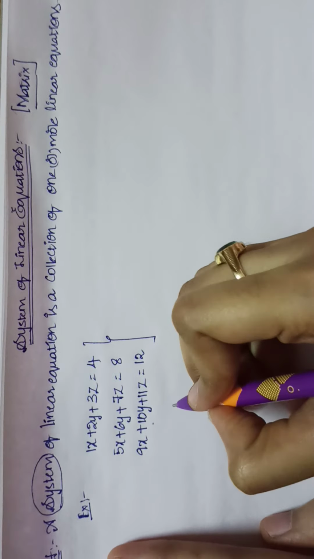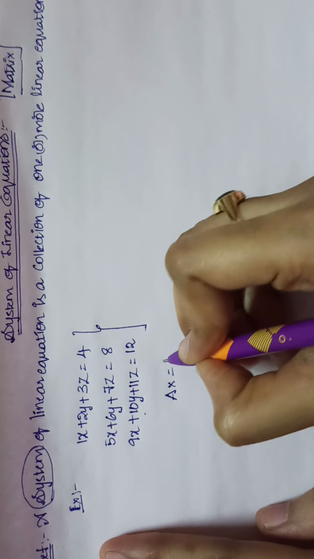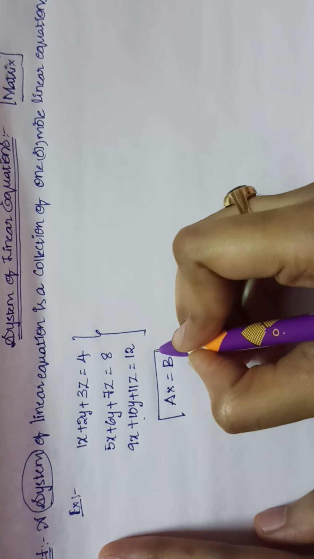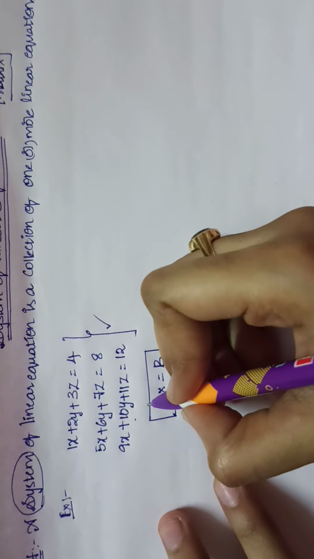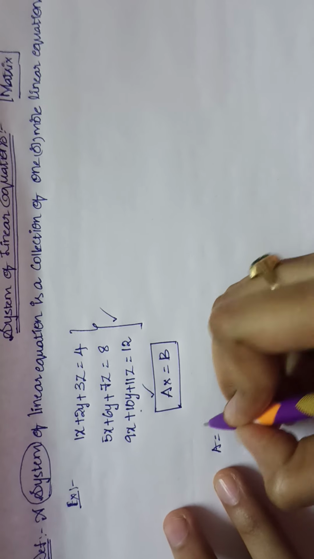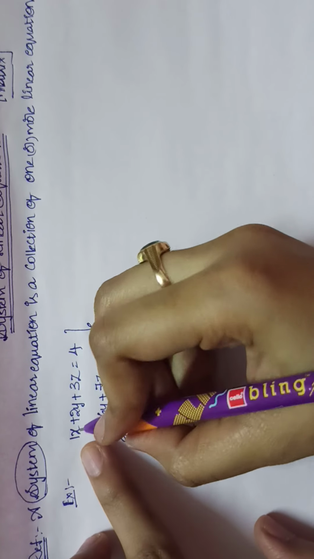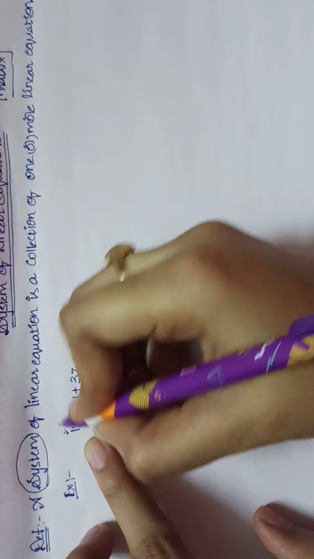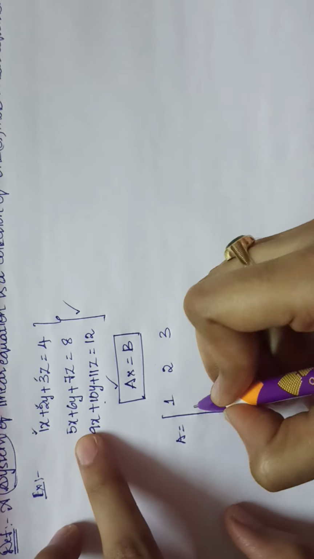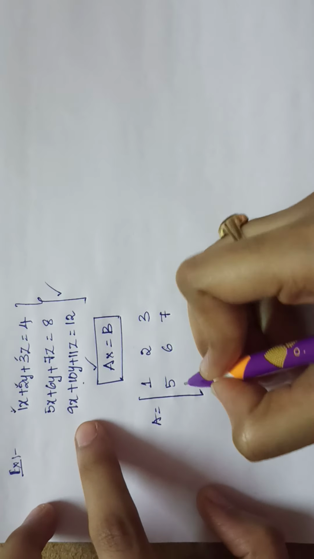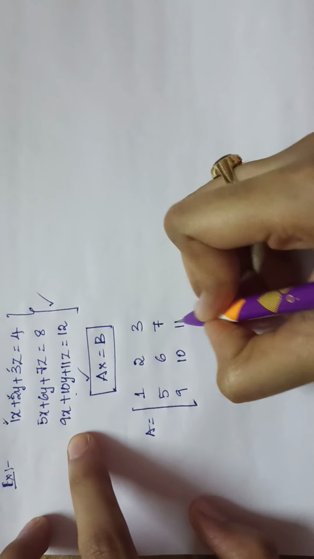How to convert into matrix form? Ax is equal to b is the general form to convert this type of linear equations into matrix form. Here what is meant by A? A is nothing but the coefficients of the variables, 1, 2, 3, 5, 6, 7, 9, 10 and 11.